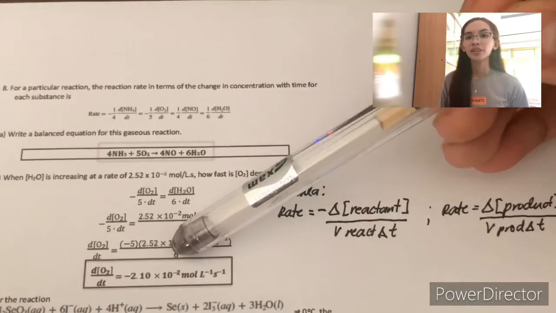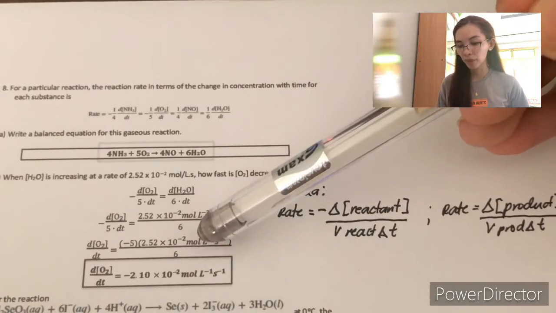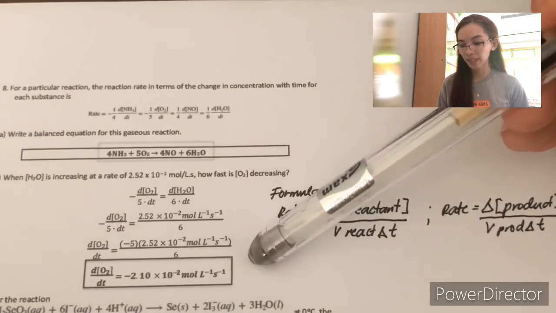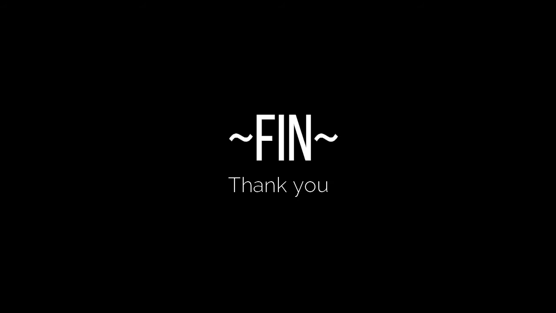So, the decreasing rate of the reactant is negative 2.10 times 10 raised to the power of negative 2 mole per liter second. So, that's how fast oxygen is decreasing when hydrogen oxide is increasing at a rate of 2.52 times 10 raised to the power of negative 2 mole per liter second.